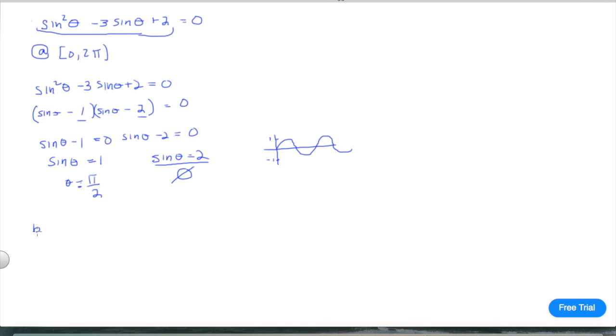Now if I want to find all solutions, I would just either add 2 pi or subtract 2 pi infinitely. So all solutions would be pi over 2 plus 2k pi, where k is an integer.